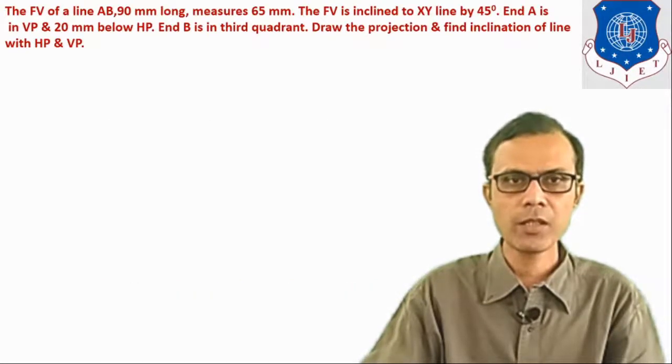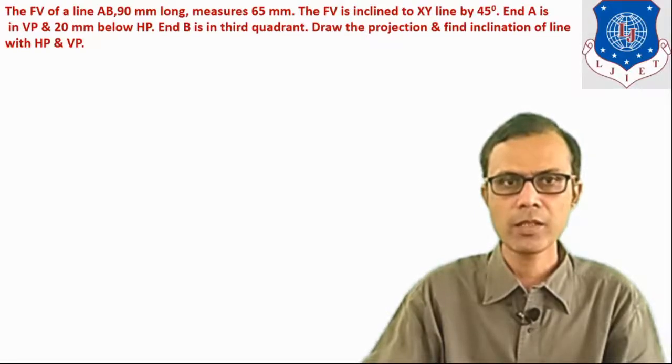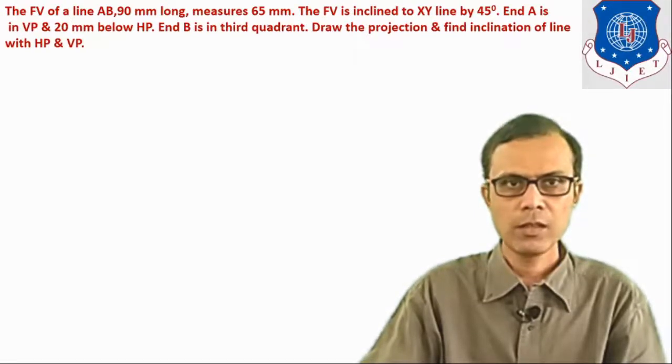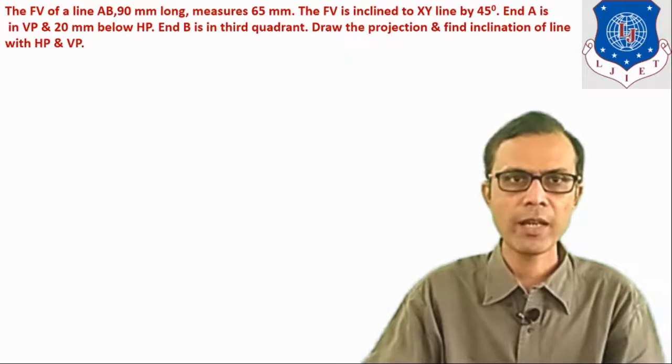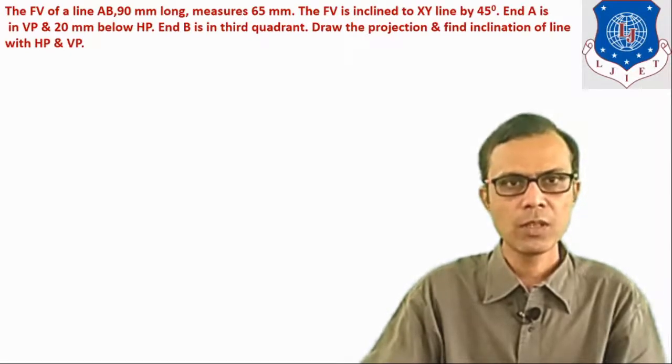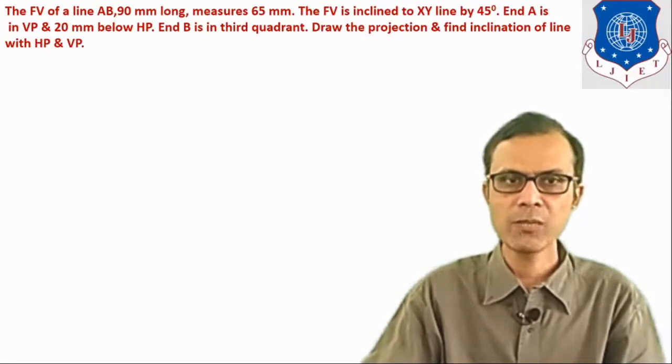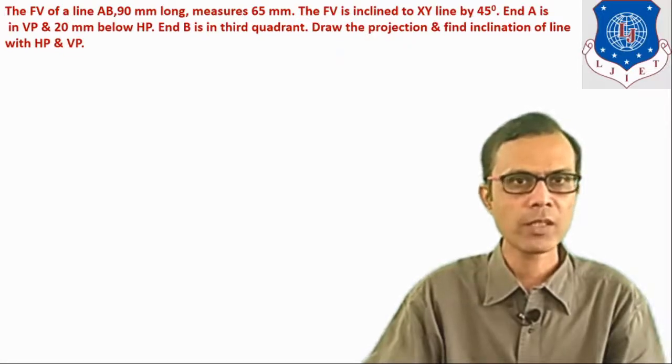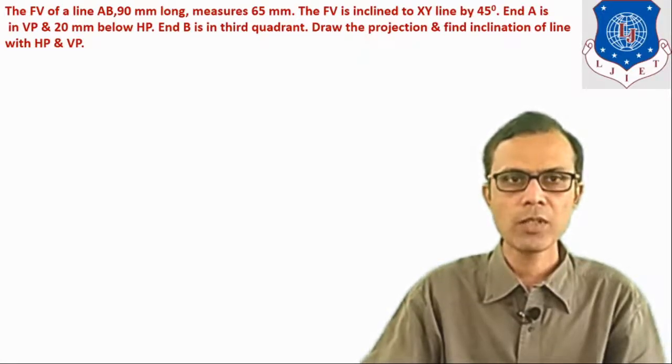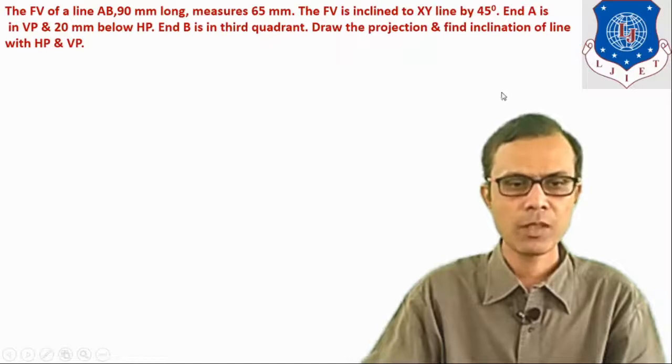In the previous lecture, we have discussed some cases of the line, and we have also discussed when a line is inclined to both principal planes, that is HP and VP, how projections can be drawn. Let us now see another example.